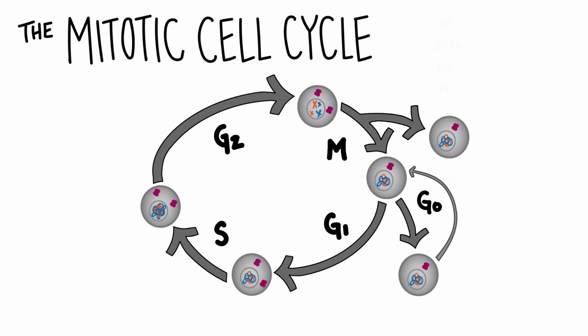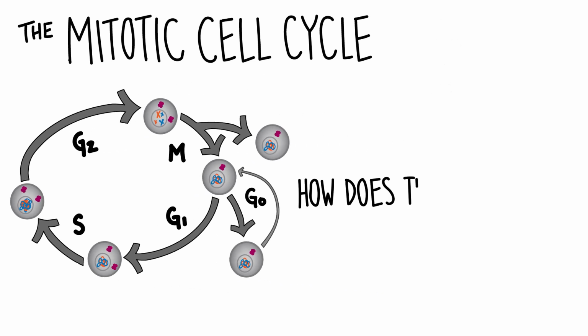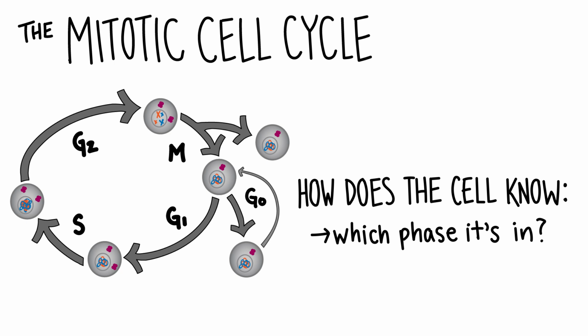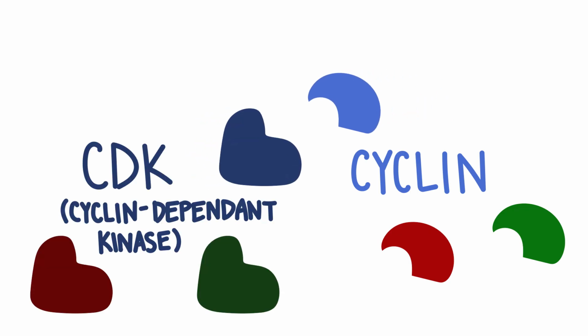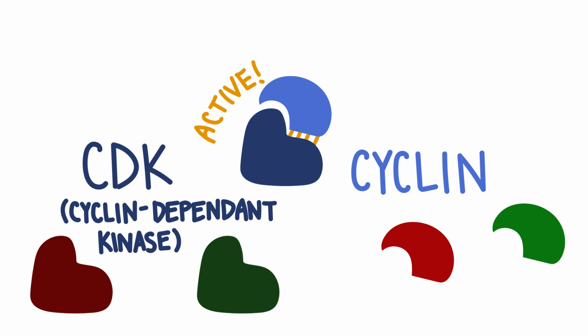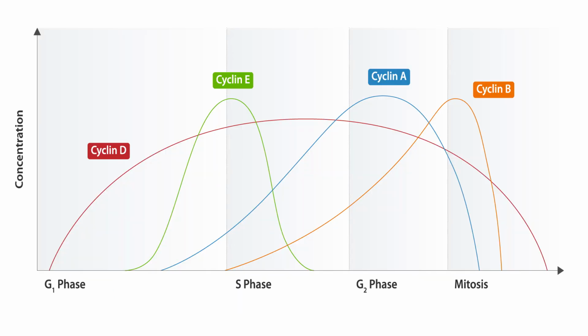Now that you're familiar with the phases of the cell cycle, let's talk about what regulates these phases. How does the cell know what phase it's in, and how does it know that it's safe to proceed to the next phase? The cell cycle is regulated by a class of proteins called cyclins, which in turn activate cyclin-dependent kinases, or CDKs. The name cyclin reflects their property of fluctuating in abundance in specific ways during the cell cycle, as you can see in this diagram.